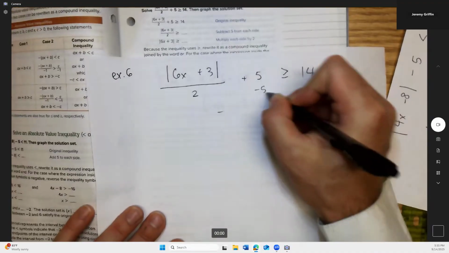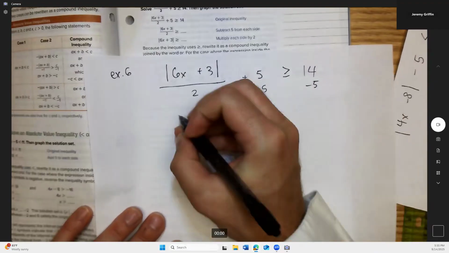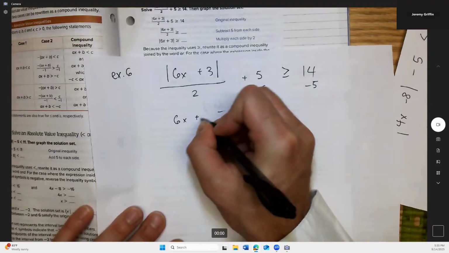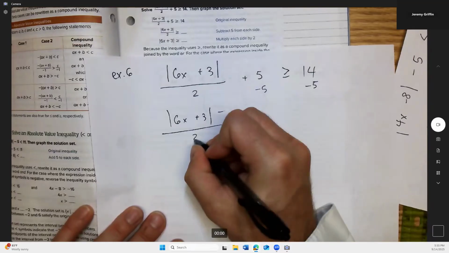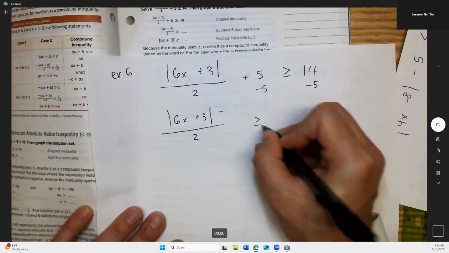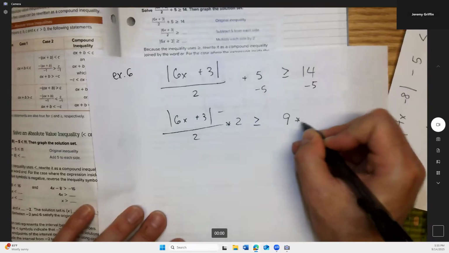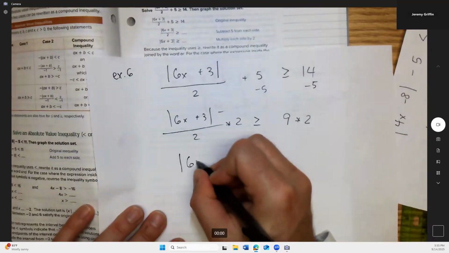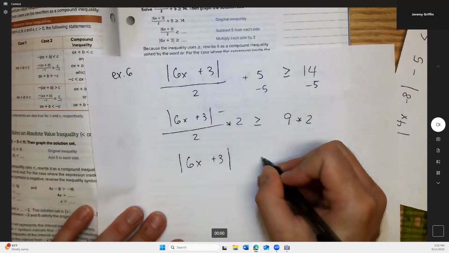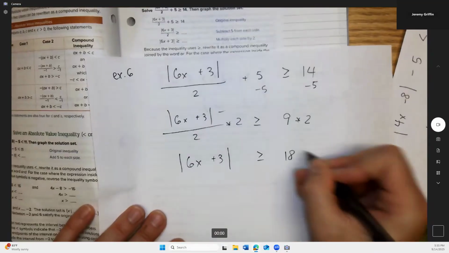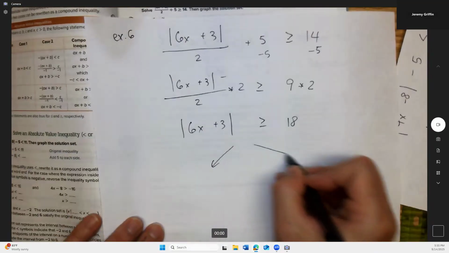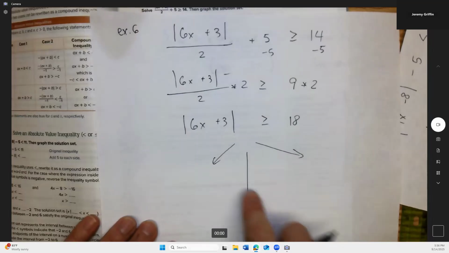I'll subtract 5 from both sides. So that'll be the absolute value of 6x + 3, all divided by 2, is greater than or equal to 9. I'll multiply both sides by 2. So the absolute value of 6x + 3 is greater than or equal to 18. And here's where it splits into two different stories.